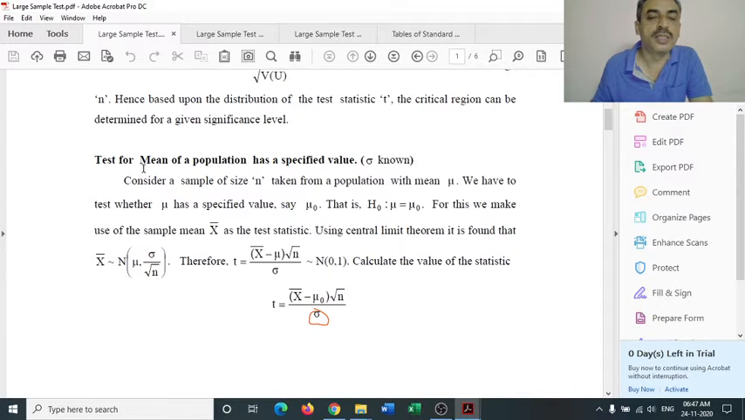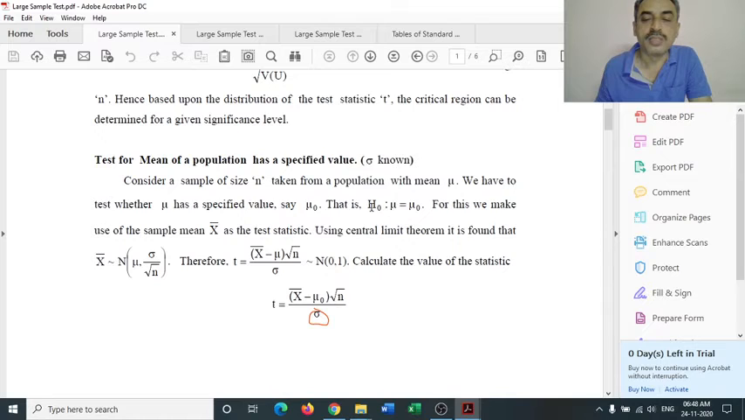The first test is the test for whether the mean of a population has a specified value when the population standard deviation sigma is known. For that we have a statistic, x bar minus mu 0, times root n by sigma. Here x bar represents the mean of the sample taken, mu 0 is the suspected value of the population mean, n is the sample size, and sigma is the standard deviation of the population.